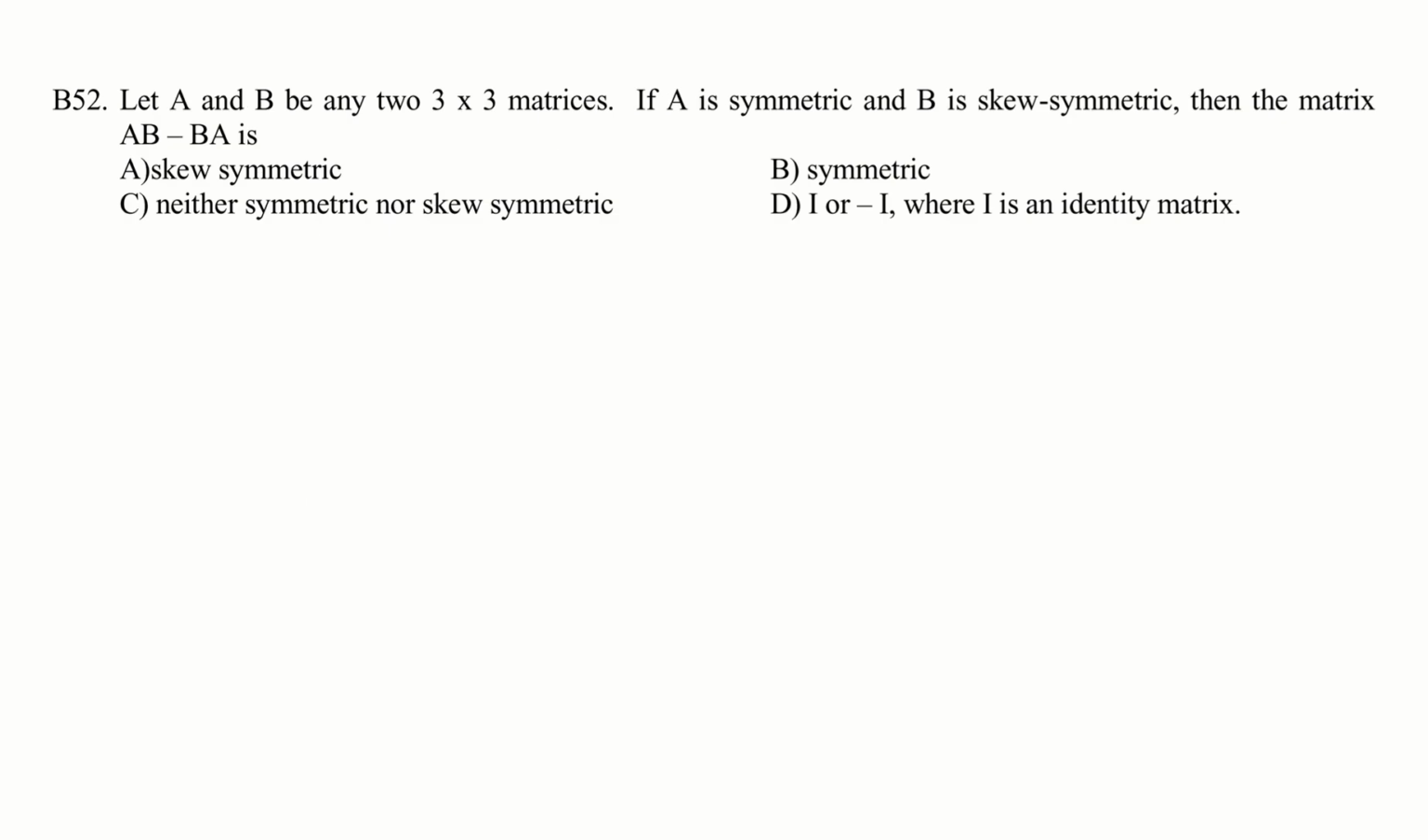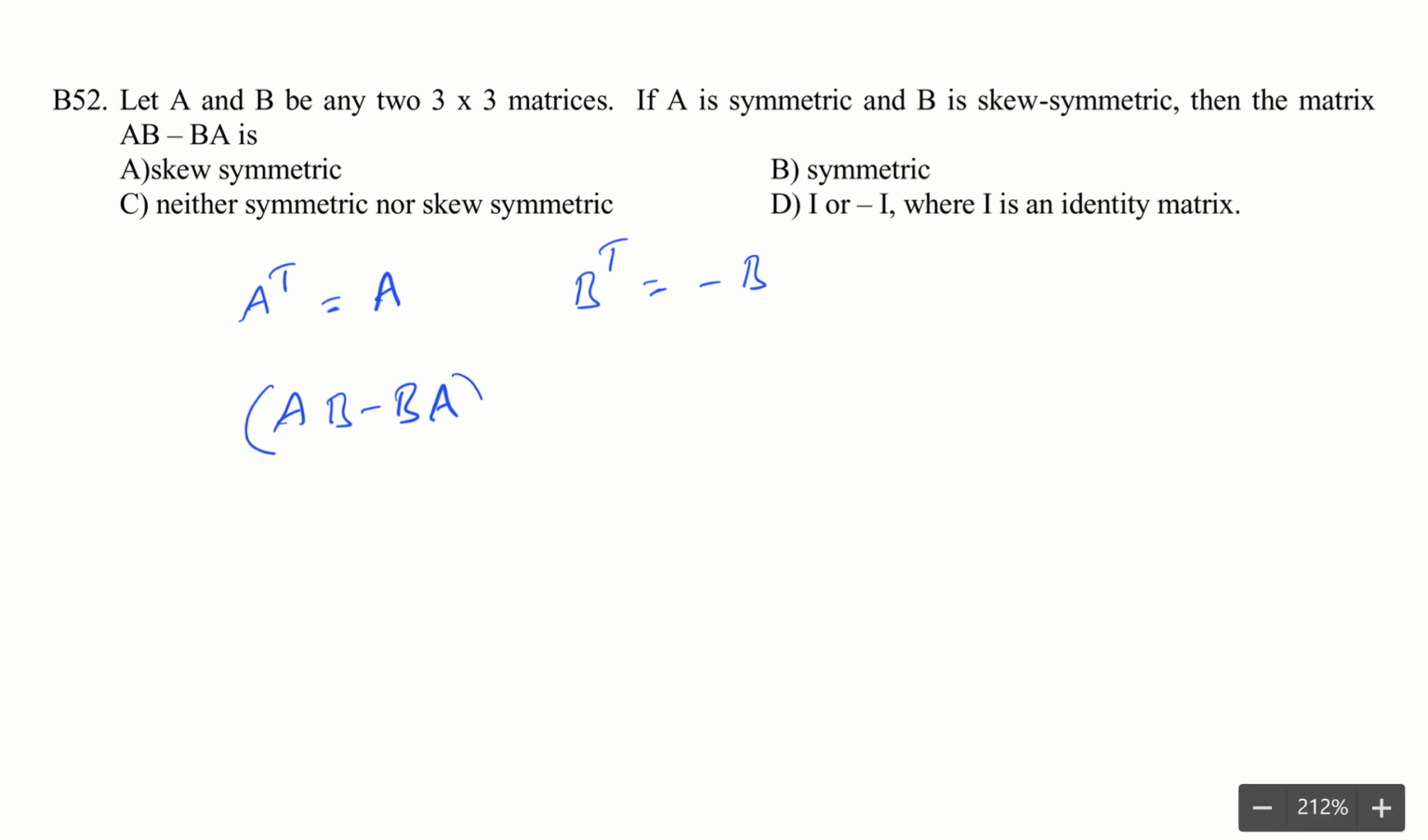In this problem, he said A is symmetric, so A transpose is A. B is skew symmetric. Therefore, B transpose is minus B. Now, you need to check whether the matrix AB minus BA is symmetric, skew symmetric, things like that. Let me go for the definition. So I want to check the whole transpose of this matrix.